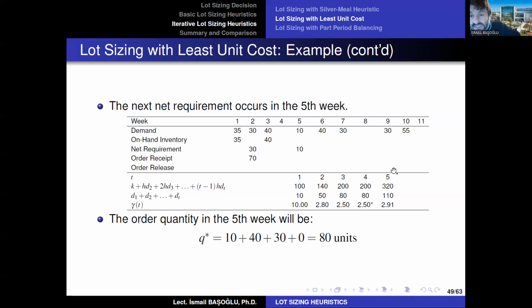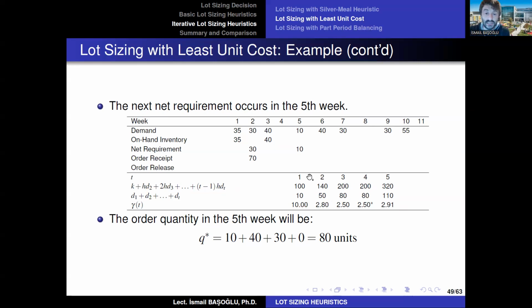Now, if your order spans the 5th period here, these 30 units of demand must be carried for 4 weeks, starting from the 5th week to the 9th week. So you need to pay $120 more, which makes your total cost $320. It should be divided by the total demand of 10 plus 40 plus 30 plus 30, which is 110, and the average cost per unit will be increasing at this point, 2.91.